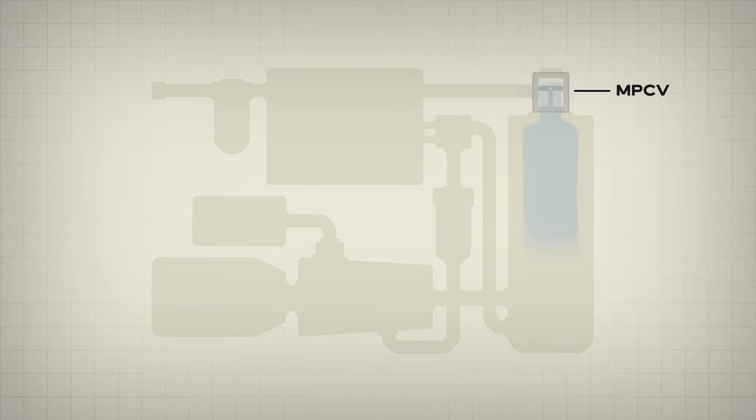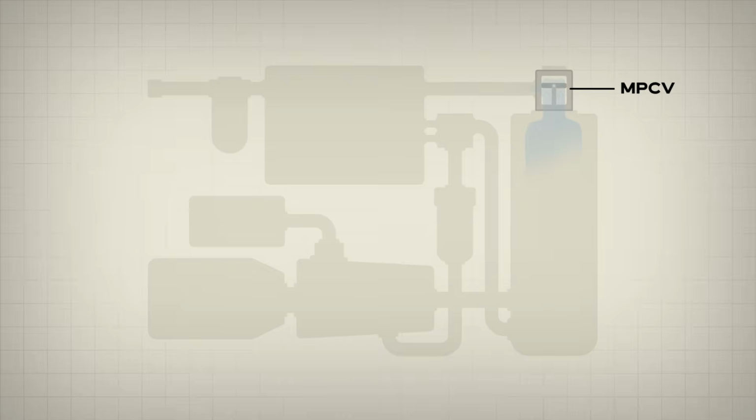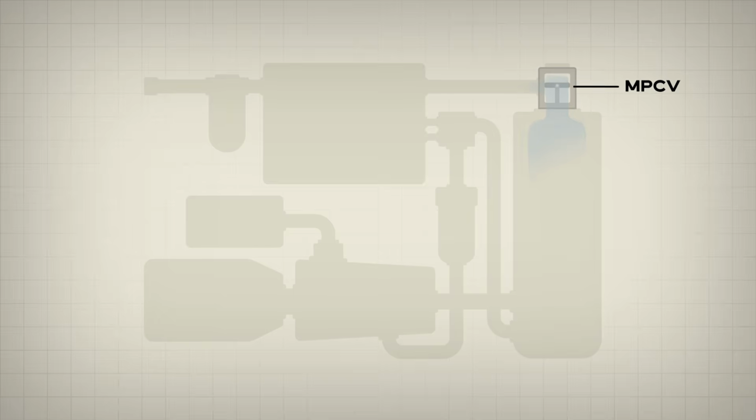The minimum pressure check valve prevents backflow and maintains the minimum internal pressure required inside the sump tank. This pressure is necessary for proper oil separation and system operation. Compressed air exits the air end at a high temperature and must be cooled before use.